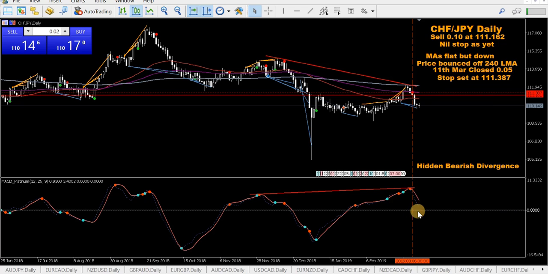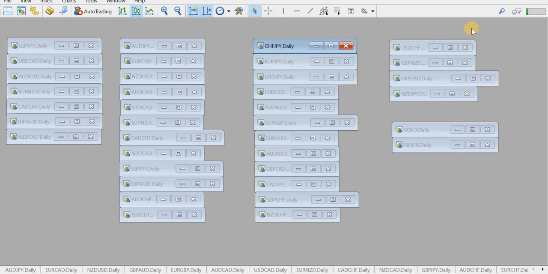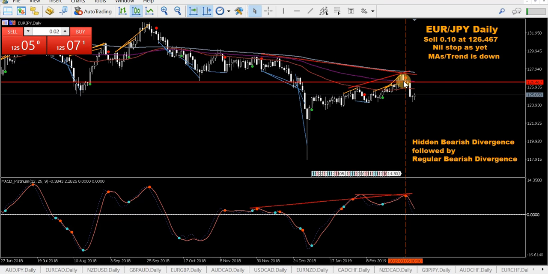The MACD is still above the 0 level, so I expect it to head down still, maybe a little bit more move to the downside. It's not looking bad, but not setting the world on fire either. Euro yen, sell back here, heading down, stalling a bit today, and the MACD's heading down. Like a lot of these yen pairs, a lot of correlation now. Took a lot of them.